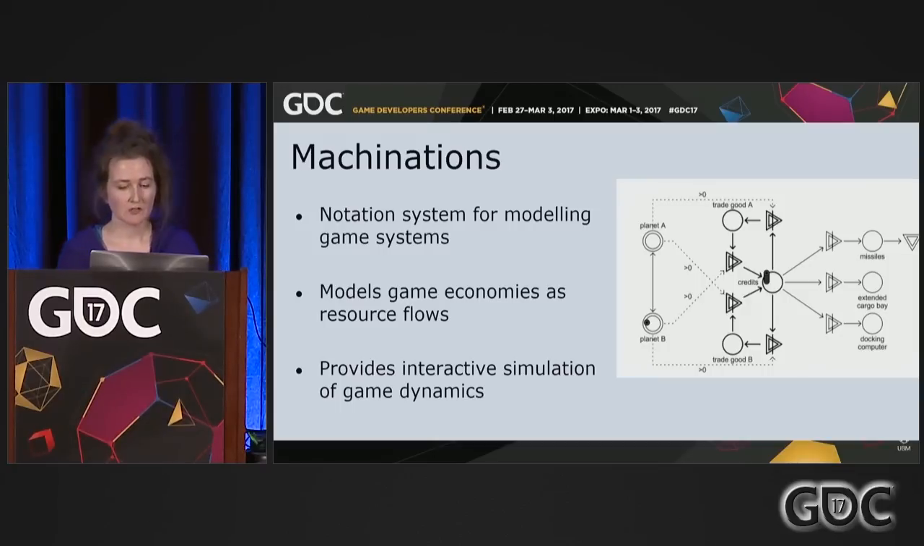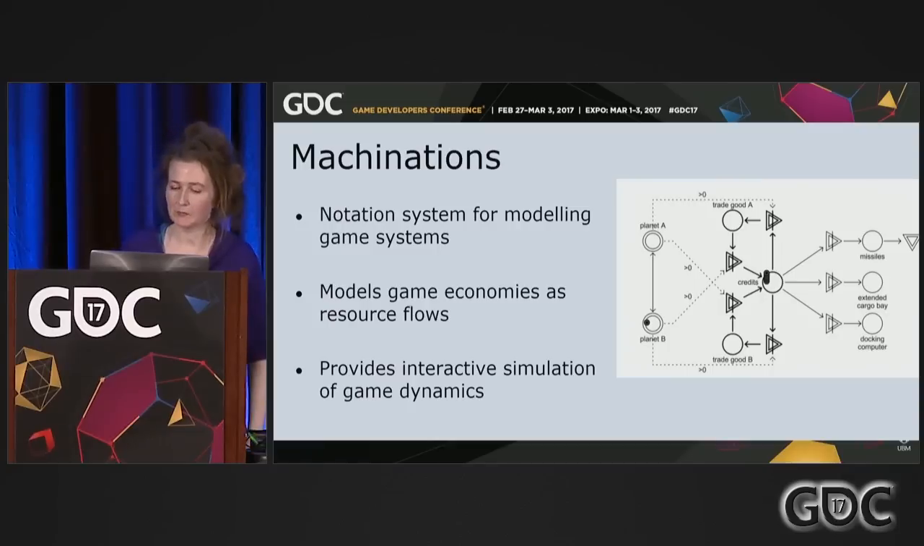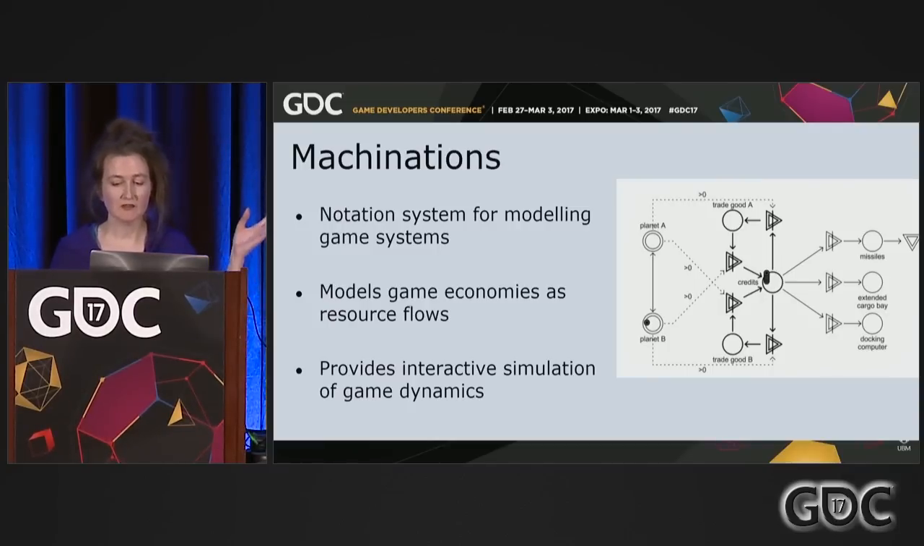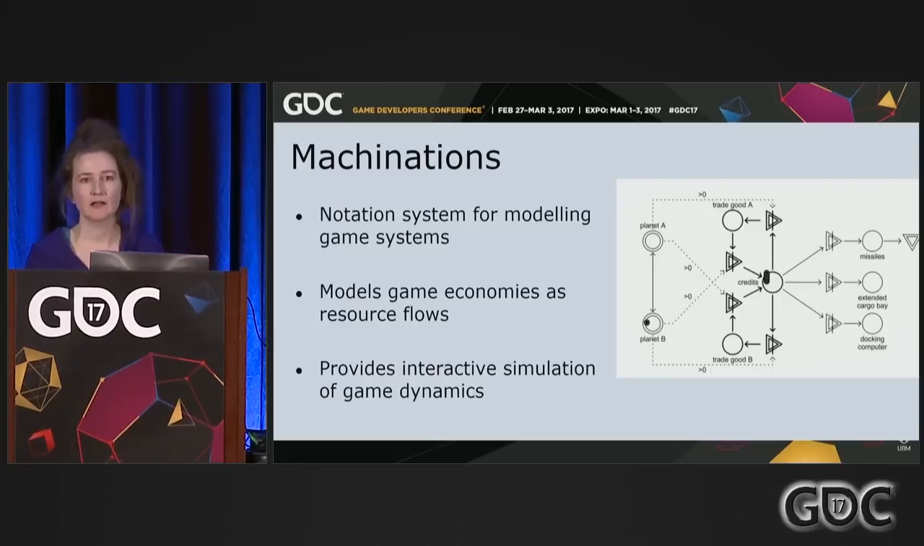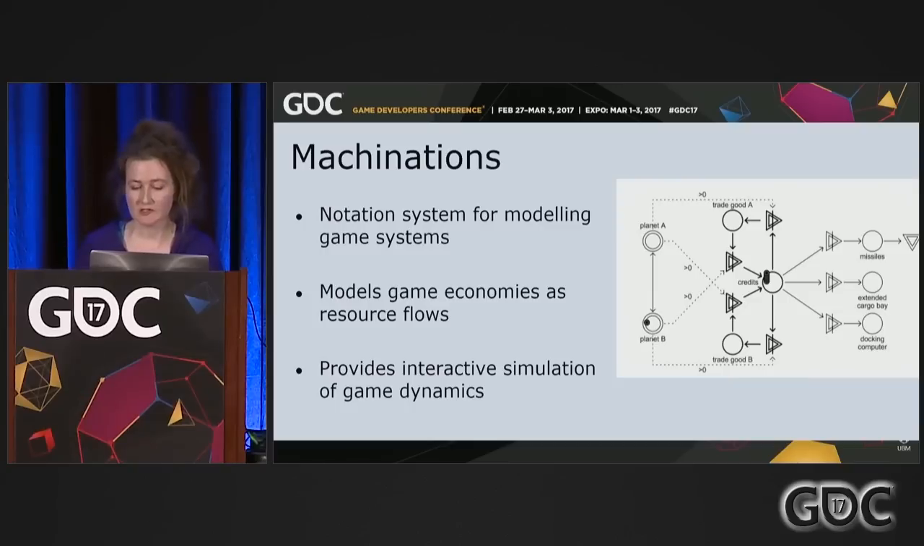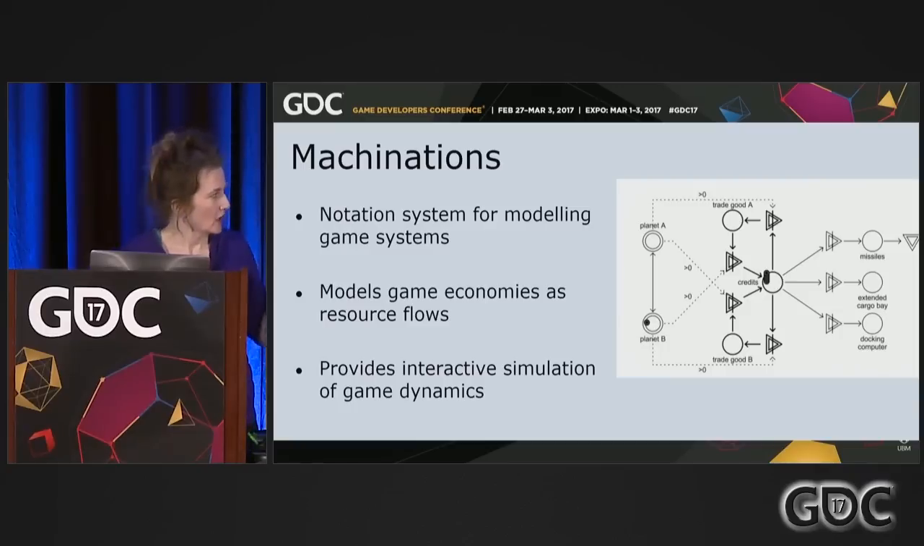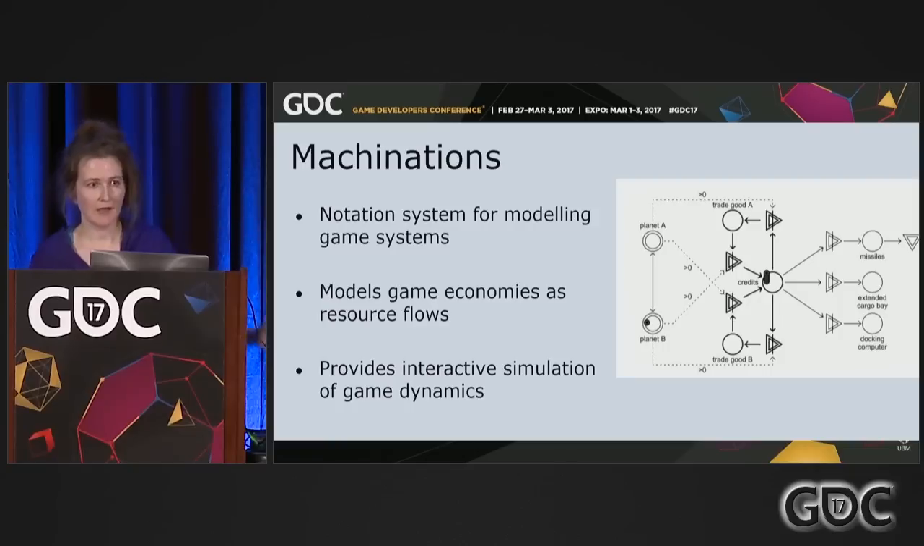quantify. So this diagram here shows the game system for Elite, which is, of course, the 80s space trading game. The different shapes of nodes you can see in the diagram function as ways to generate, transform, or consume resources, and the arrows connecting them control resource flow. And as well as a notation system, Machinations is also a software tool. So if you run this diagram, you get an interactive simulation that shows you how resources are moving through the system and the game dynamics that result.